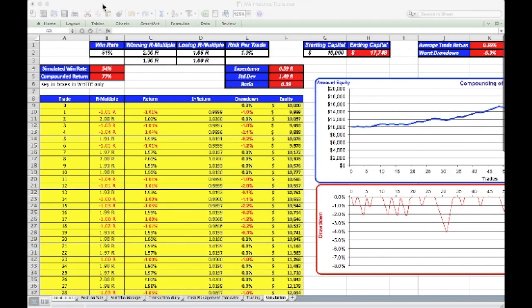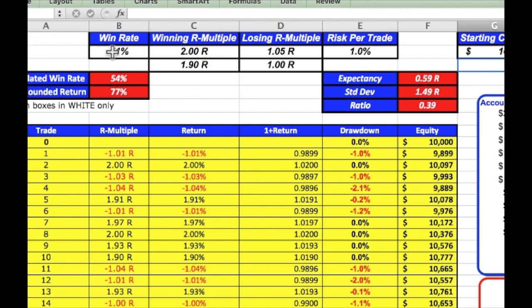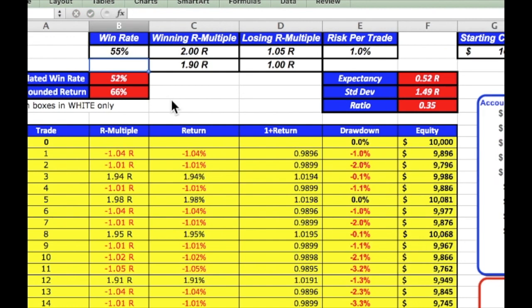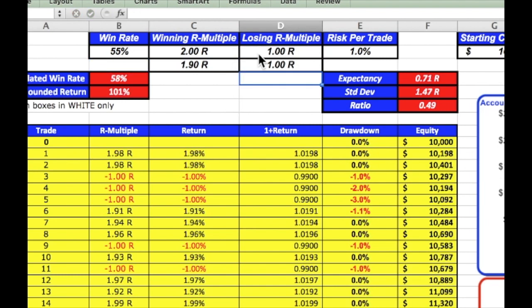So let me use my trading simulator to illustrate my point. An example of a trading system I taught you would have a win rate of 55%, right? So in my trading simulator, I'm going to key in a win rate of 55% over here, okay? And it's a 1 to 2 risk to return ratio. So when we lose on a losing trade, we lose 1R. And when we win, we win 2R.